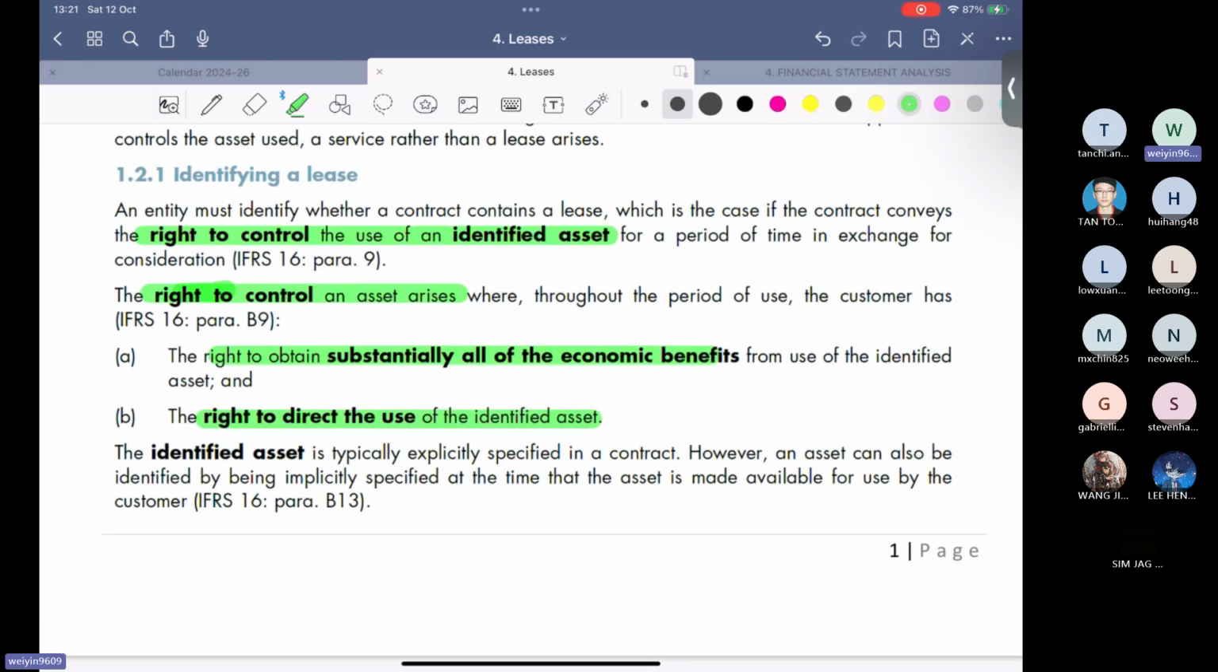That's why he comes to the next explanation. He says that you can control the asset.